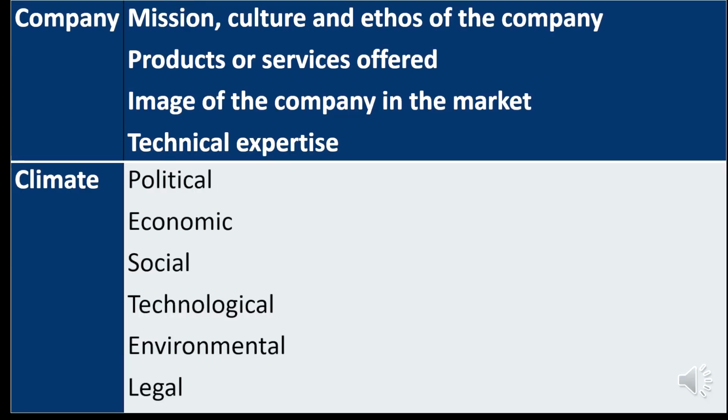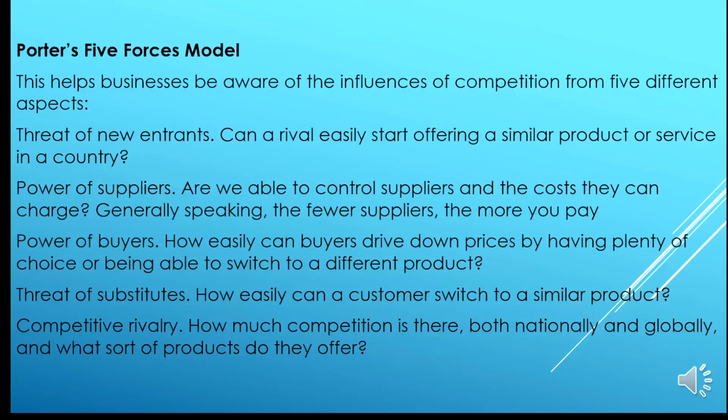Company. Mission, culture and ethos of the company. What products or services are offered? What is the image of the company in the market? And what expertise do we have? Climate. External PESTEL factors. Political, economic, social, technological, environmental and legal.